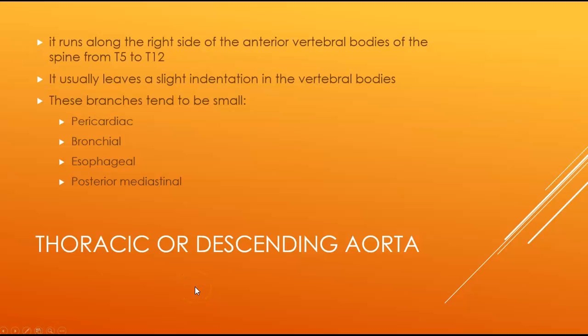The next part, as we travel distally from the heart, is the thoracic or the descending aorta, and it runs along the right side of the anterior vertebral bodies of the spine from T5 to T12. And I'm sorry, I've got that wrong. That should say the left side of the anterior vertebral bodies of the spine from T5 to T12.